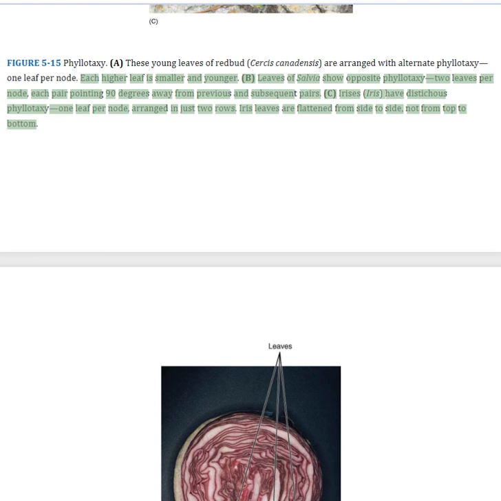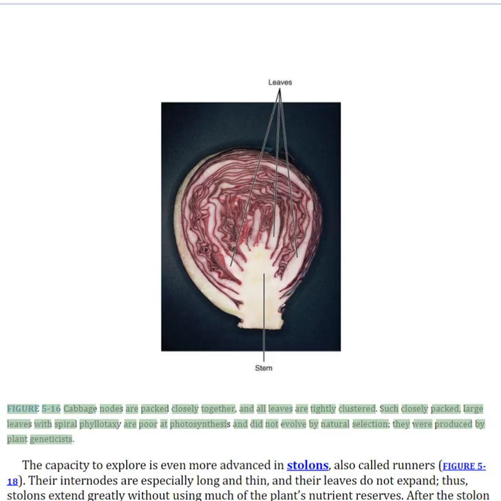Leaves of salvia show opposite phyllotaxy, 2 leaves per node, each pair pointing 90 degrees away from previous and subsequent pairs. Irises have distichous phyllotaxy, 1 leaf per node, arranged in just 2 rows. Iris leaves are flattened from side to side, not from top to bottom. Figure 5.16. Cabbage nodes are packed closely together, and all leaves are tightly clustered. Such closely packed, large leaves with spiral phyllotaxy are poor at photosynthesis and did not evolve by natural selection; they were produced by plant geneticists.